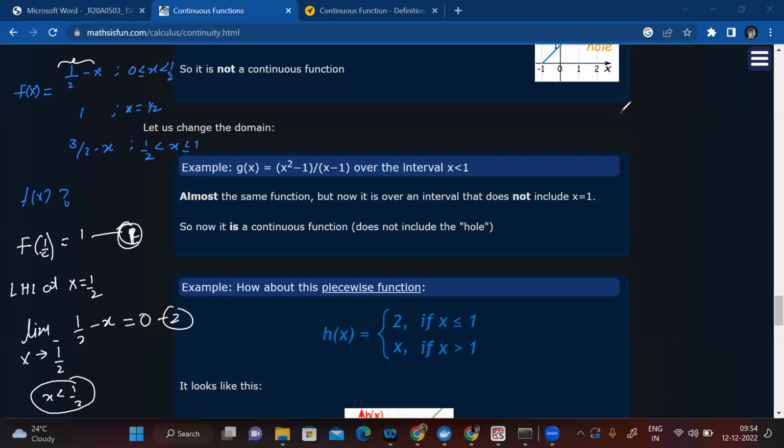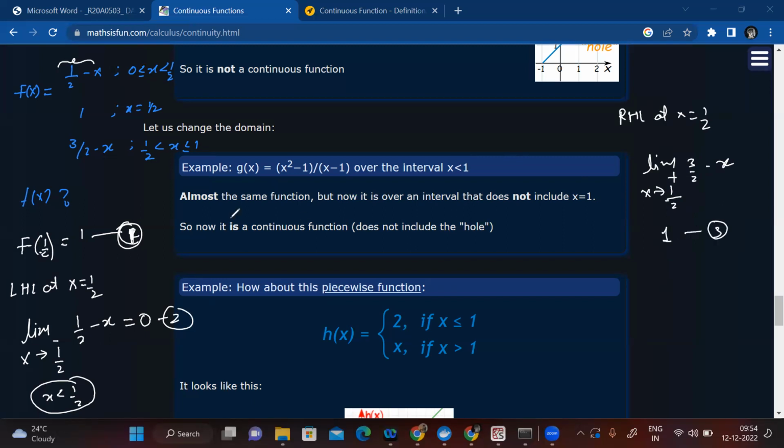Similarly, we will find the limit from the right hand side at x equal to 1 by 2. Limit x approaches 1 by 2 from the right, which means x will be greater than 1 by 2. It is going till 1, so this will be 3 by 2 minus x. If you solve it and put the value of x as 1 by 2, you will get 1.